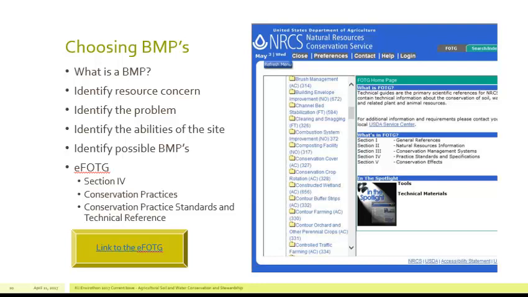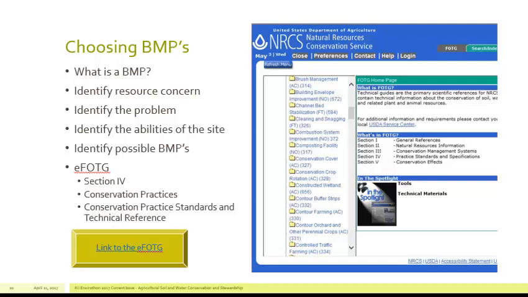When you first click on the EFOTG, there will be a map of the United States. You want to click on New Jersey. It'll come up with a map of New Jersey, and you want to click on whichever county that you're in. And you want to navigate to Section 4 and open the folder that says Conservation Practices. The entire list of BMPs that New Jersey offers through NRCS is listed here.